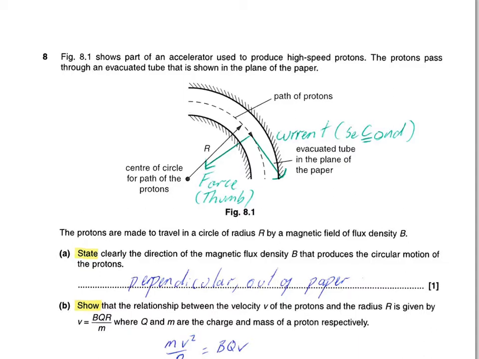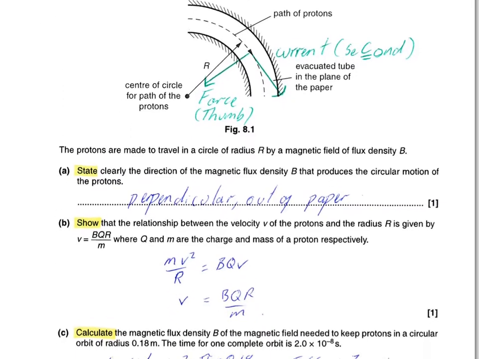So I just need to line up my left hand thumb in that direction, my left hand second finger for current in that direction, and I end up with my first finger pointing straight into my eyes, coming perpendicular up out of the paper. So there's A, perpendicular out of the paper.